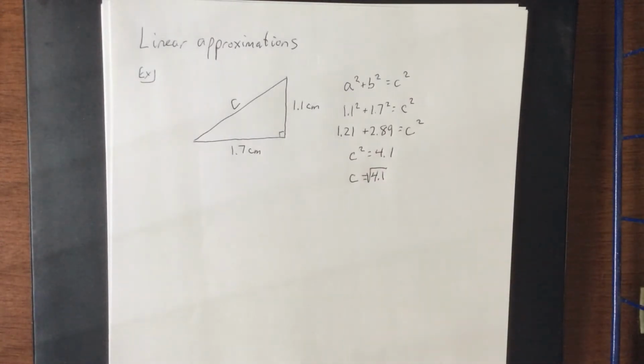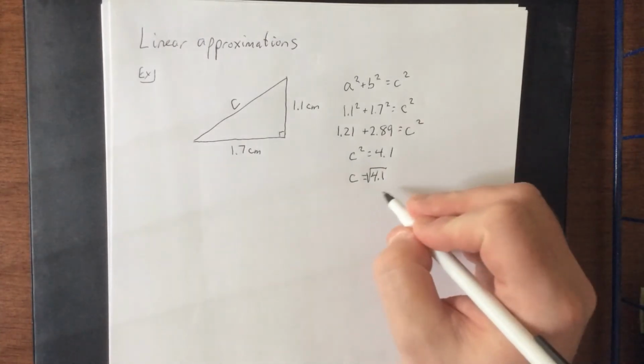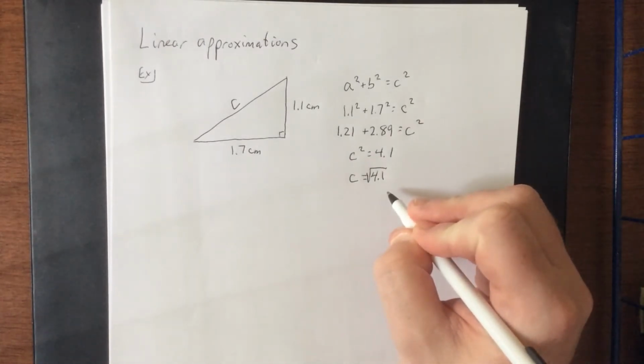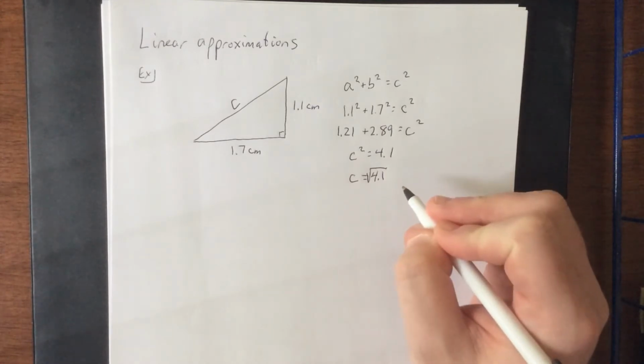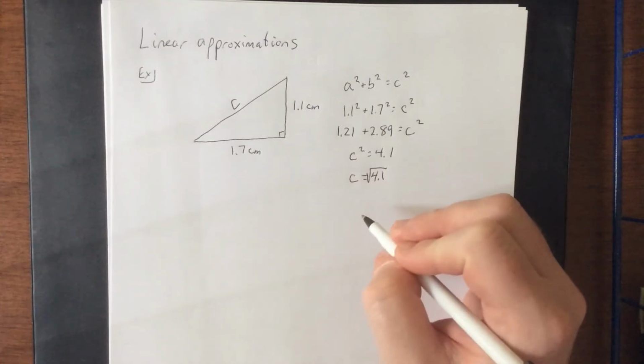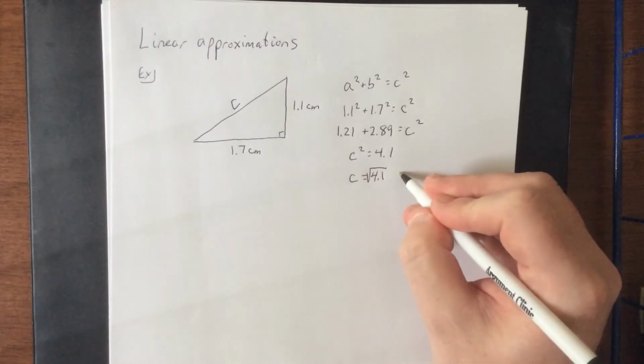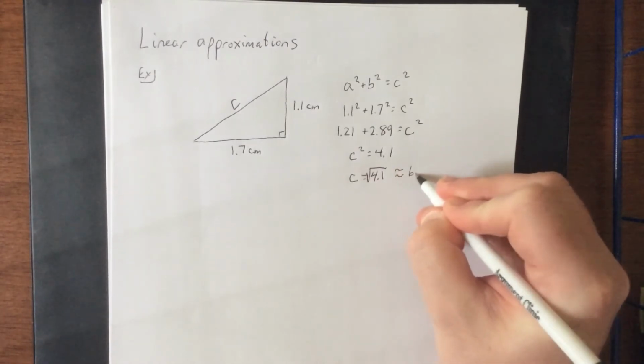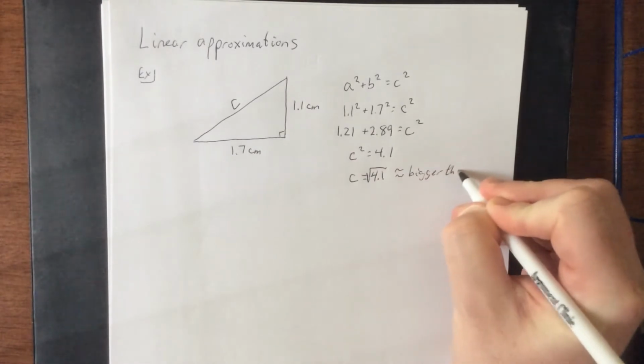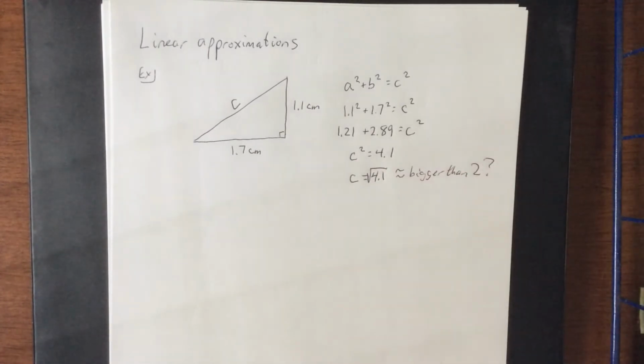Now, this is where things are going to get a little more complicated because 4.1 doesn't have a particularly nice looking square root. However, I do notice that 4.1 is pretty close to a number that does have a nice square root, and that number would be 4. So would it be true that the square root of 4.1 would be a little bit bigger than 2, in the same sense that the square root of 4 is equal to 2? I guess the real question becomes, how much bigger than 2?